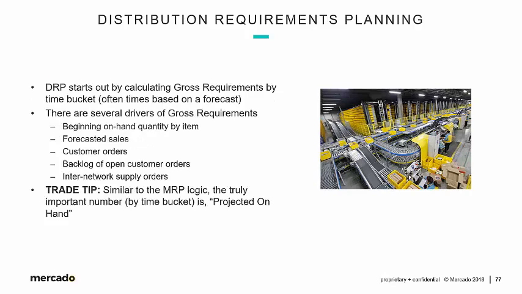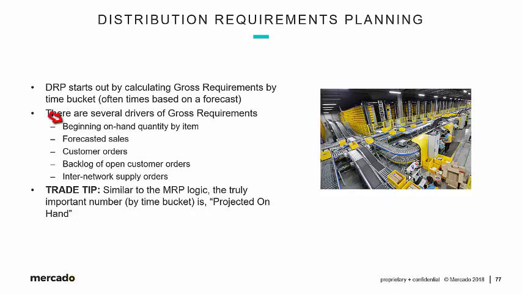Much like MRP, DRP starts out by calculating gross requirements by time bucket, oftentimes based on a forecast. We're going to see that in an upcoming example. Of equal, if not greater importance, there are several drivers of gross requirements, and of course, getting to a net requirement.